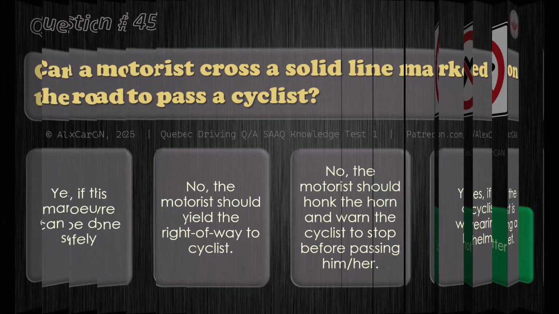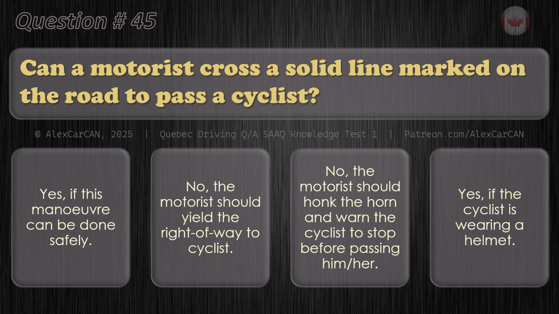Question number 45. Can a motorist cross a solid line marked on the road to pass a cyclist? Yes, if this maneuver can be done safely. No, the motorist should yield the right-of-way to cyclist. No, the motorist should honk the horn and warn the cyclist to stop before passing him or her. Yes, if the cyclist is wearing a helmet. The correct answer is yes, if this maneuver can be done safely.